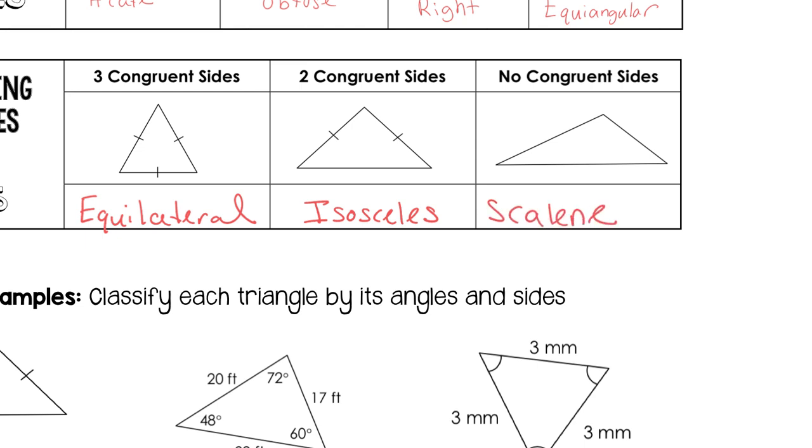So equilateral, I think we can remember pretty easily. All the three sides are equal, right? Isosceles. So to help you remember isosceles, how many eyes do you have? Now I know it's not spelled eyes, right? Isosceles. But you have two eyes, and so you have to have at least two congruent sides. So hopefully that will help you remember that. And then scalene, all three sides have to be different lengths.